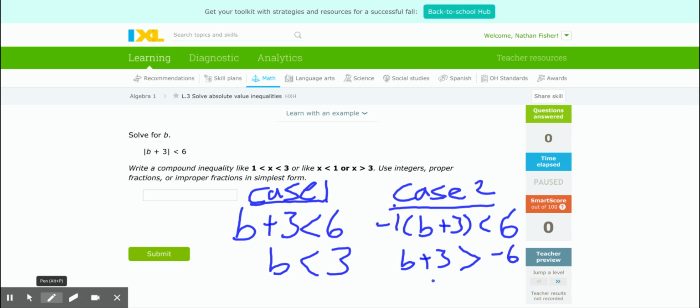From here, I'm going to subtract 3 just like I did in case 1. However, this time it's going to become more negative, meaning I'm going to get -9. So when I read this, I want numbers that are less than 3, but also greater than -9. Anywhere in that range would work for this absolute value inequality.